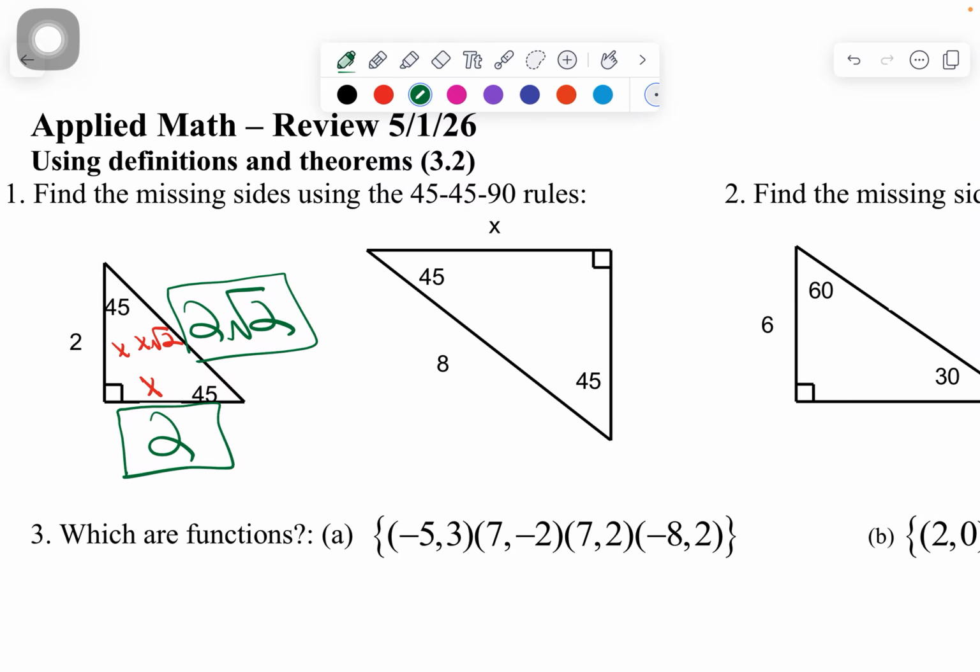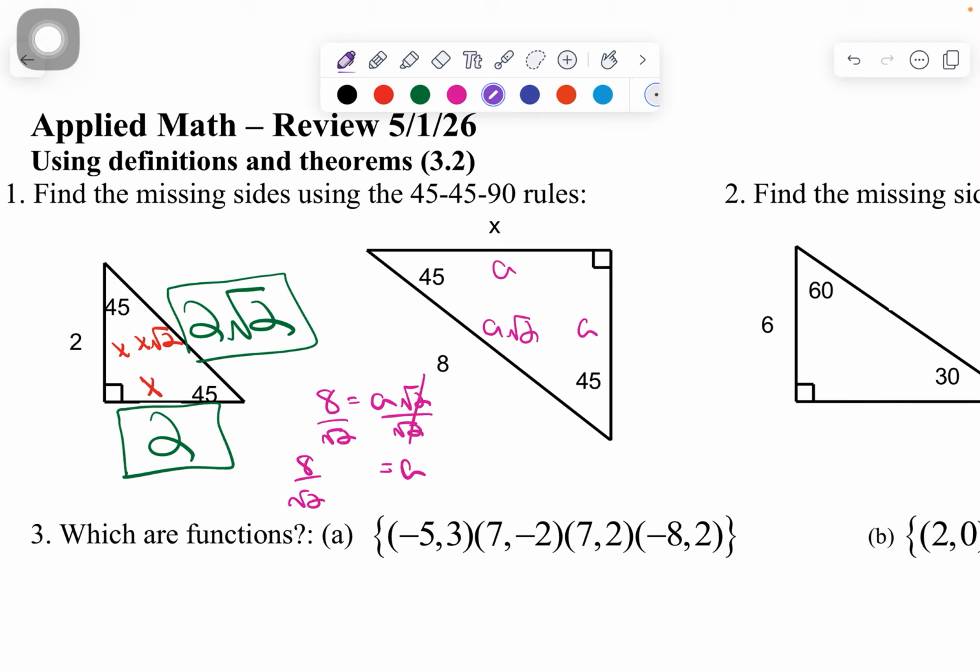Problem number 1, the second part also has a 45, 45, 90 right triangle. Because one side is already labeled x, I'm going to go ahead and use a root 2. It doesn't really matter what variable you use. The difference with this one is I know this side, which is 8. And it's okay that that doesn't say 8 root 2, just says 8. So 8 equals a root 2. You're going to divide both sides by root 2. A is equal to 8 over root 2.